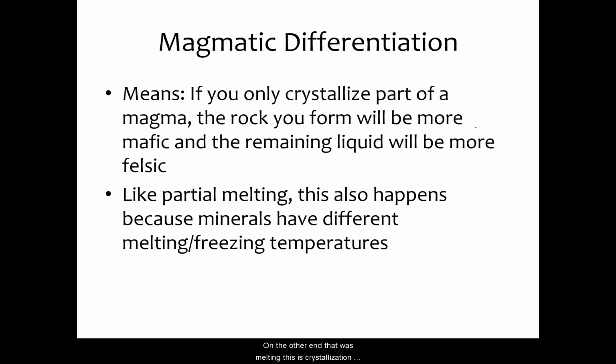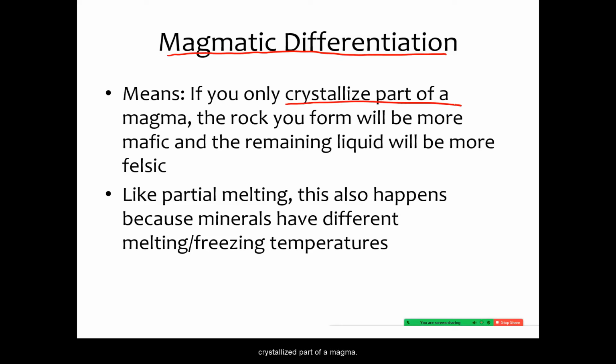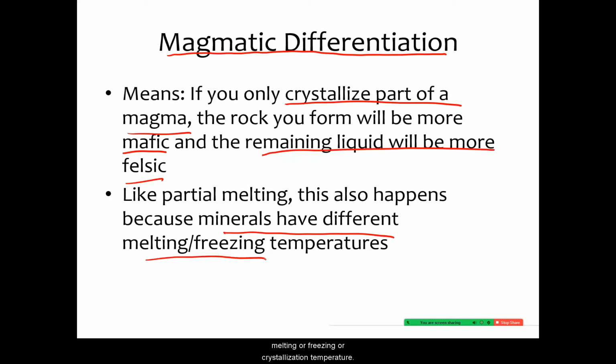On the other end, that was melting. This is crystallization and cooling, magmatic differentiation. If you only crystallize part of a magma, the rock that you form will be more mafic than that material, and the remaining liquid will be more felsic, sort of the reverse of partial melting. It still happens because the minerals have different melting or freezing or crystallization temperatures. But as you take that magma and you cool it, the mafic minerals are going to form first.